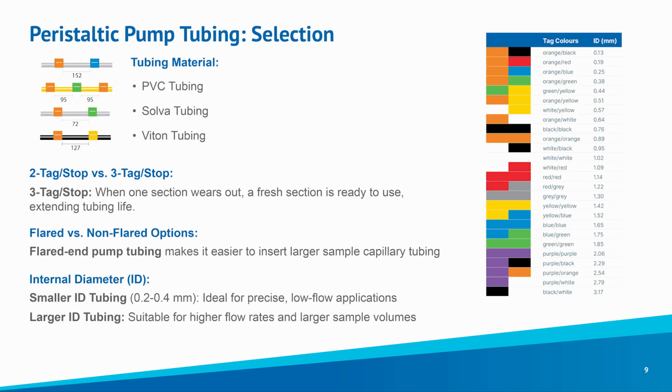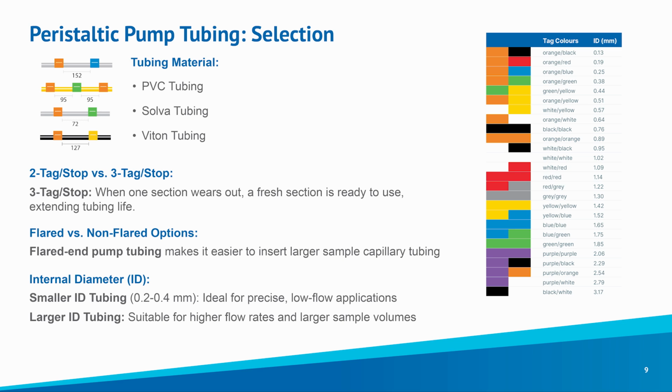When selecting pump tubing, you can choose between some of the common materials such as PVC tubing, which is ideal for routine applications involving dilute acid solutions. Solva tubing is the best choice for transferring hydrocarbons and petroleum products, ensuring chemical compatibility. And Viton tubing works great for concentrated acids and corrosive solvents, offering excellent resistance to harsh chemicals.